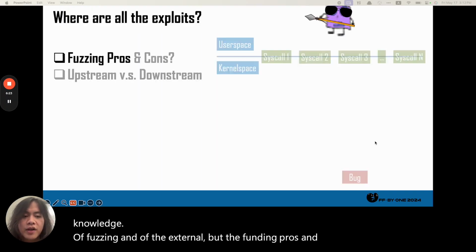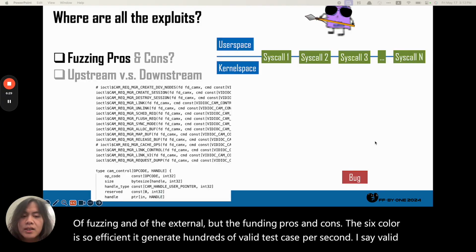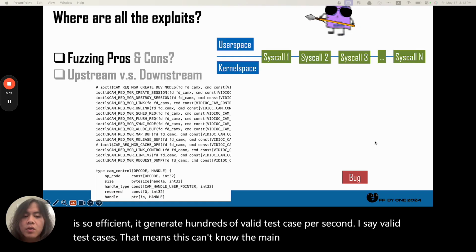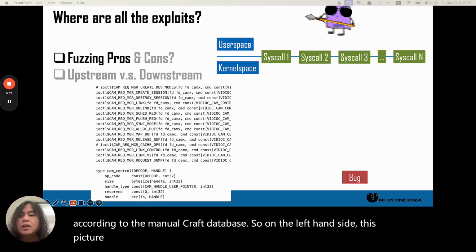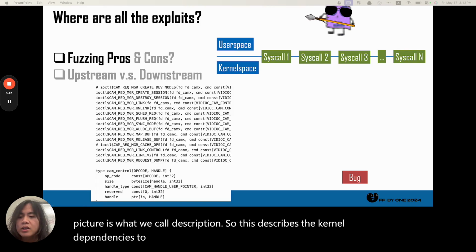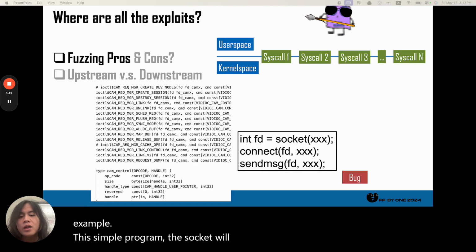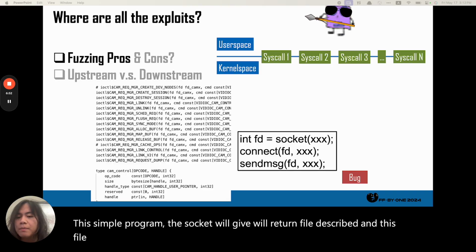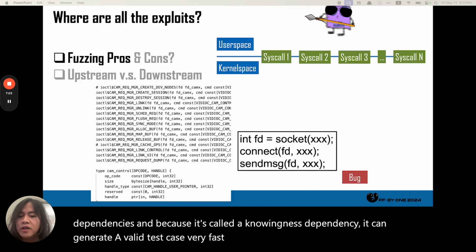Syzkaller is so efficient; it generates hundreds of valid test cases per second. I say valid test cases. That means Syzkaller knows the many kernel dependencies according to the manually crafted database. On the left-hand side, this picture is what we call a description. It describes the kernel dependencies to Syzkaller. Syzkaller will understand this. For example, in this simple program, the socket call will return a file descriptor, and this file descriptor will be used by other system calls. So this is one typical dependency, and because Syzkaller knows this dependency, it can generate valid test cases very fast and find bugs efficiently.